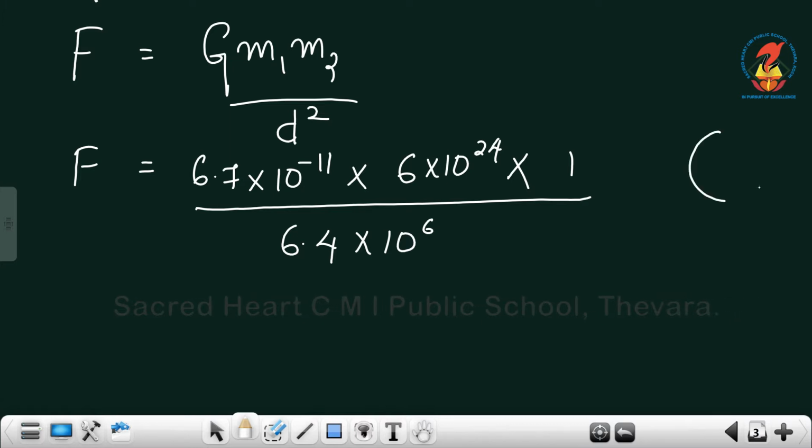So, this is the case. If this is the earth, we have an object on the surface of earth.